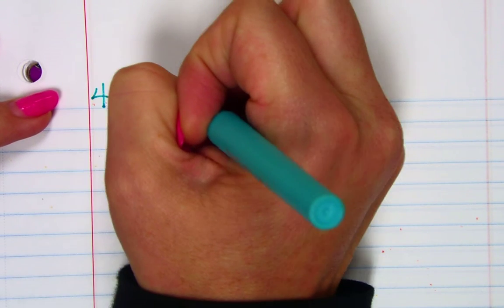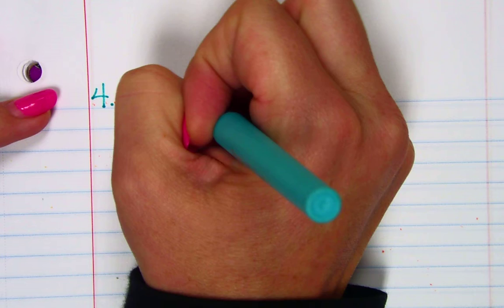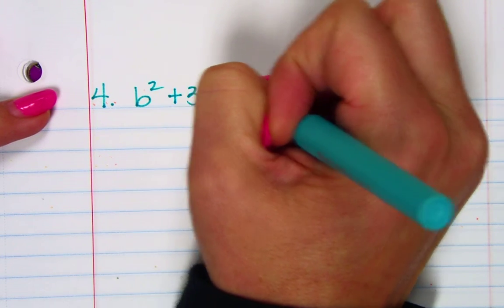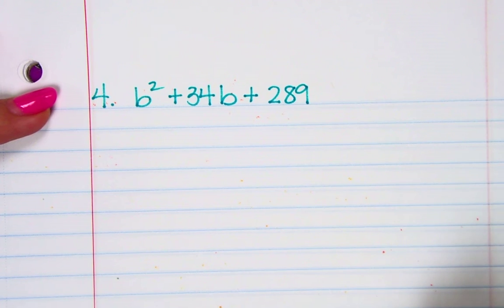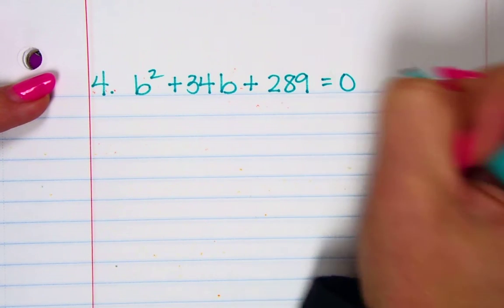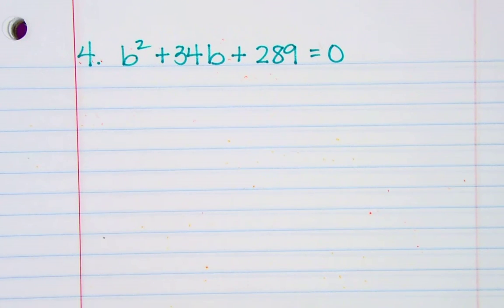Okay, b squared plus 34b plus 289 equals 0. Okay, b squared plus 34b plus 289 equals 0. On this one, the first step is already done for us, right? So label them and plug them in. Okay, if you get something that seems a little bit weird, keep going, okay? You can do it, I promise.